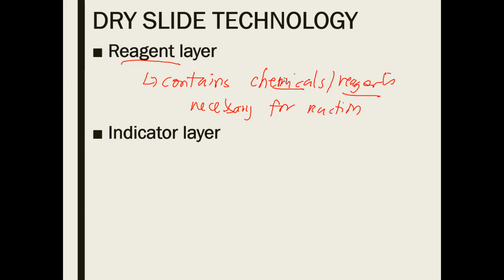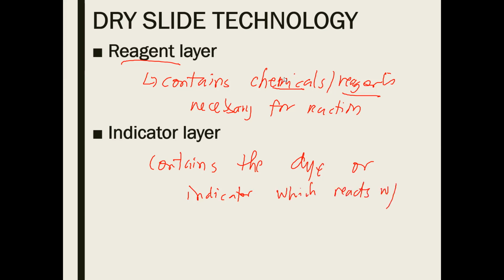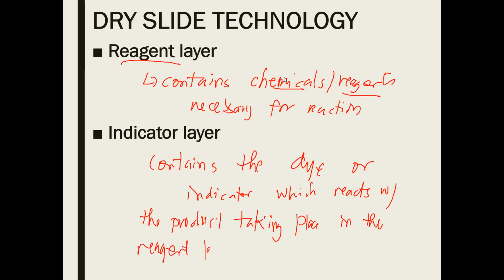Now, what do we mean by indicator layer? When we said indicator layer, it contains the dye. Okay? It contains the dye or indicator. Ano ba yung purpose nun? Para malaman natin yung reaction. It contains the dye or indicator which reacts with the product, okay, taking place in the reagent layer to form colored product.